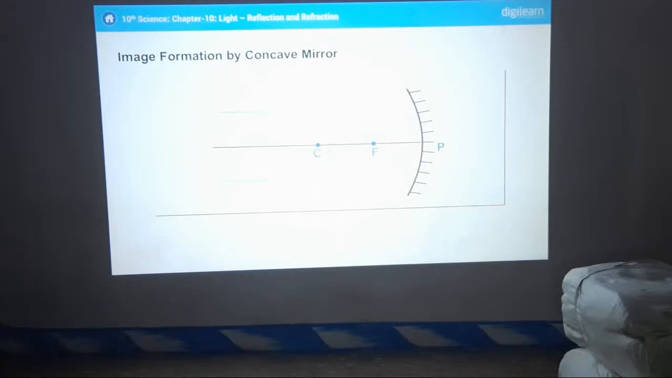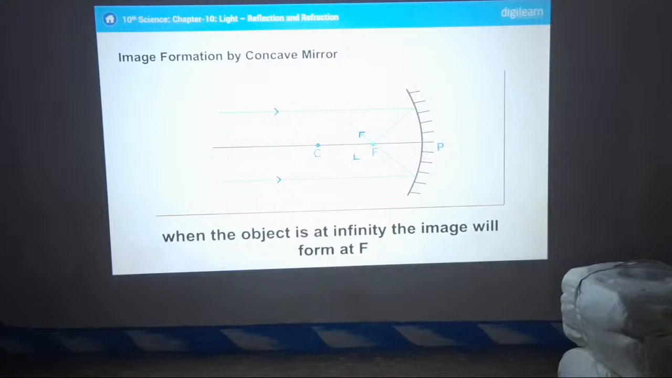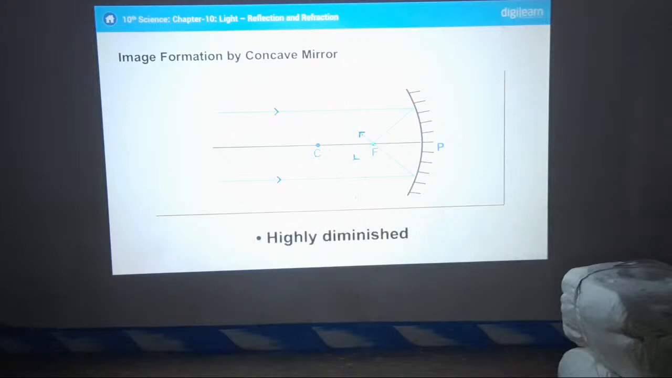Object at infinity. Since parallel rays coming from the object converge at principal focus F of a concave mirror after reflection, when the object is at infinity, the image will form at F. Properties of image: point size, highly diminished, real and inverted.